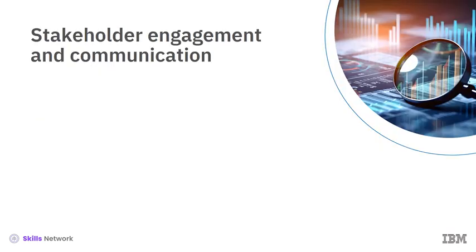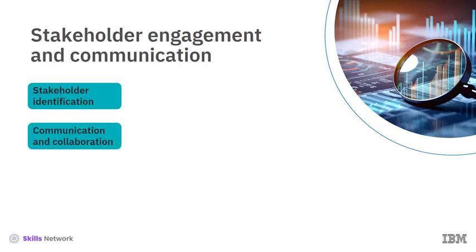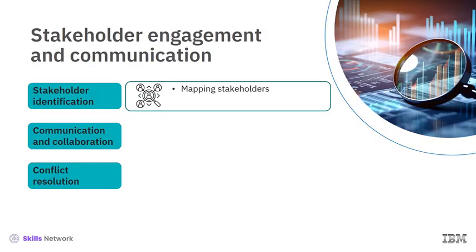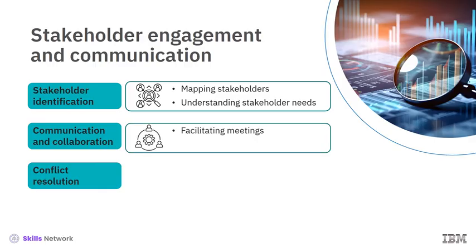Next, let's focus on the steps of stakeholder engagement and communication: stakeholder identification, communication and collaboration, and conflict resolution. Stakeholder identification includes identifying all relevant stakeholders, including internal and external parties, and analyzing the needs and expectations of different stakeholders. Communication and collaboration involve organizing and facilitating meetings to discuss requirements, project updates, and feedback.